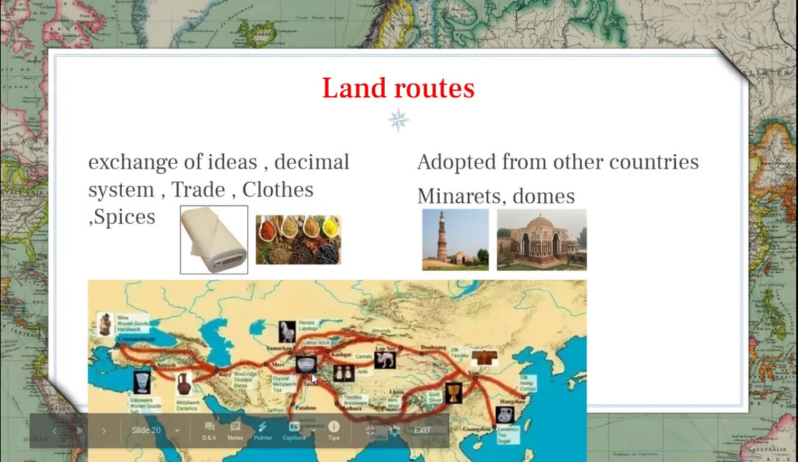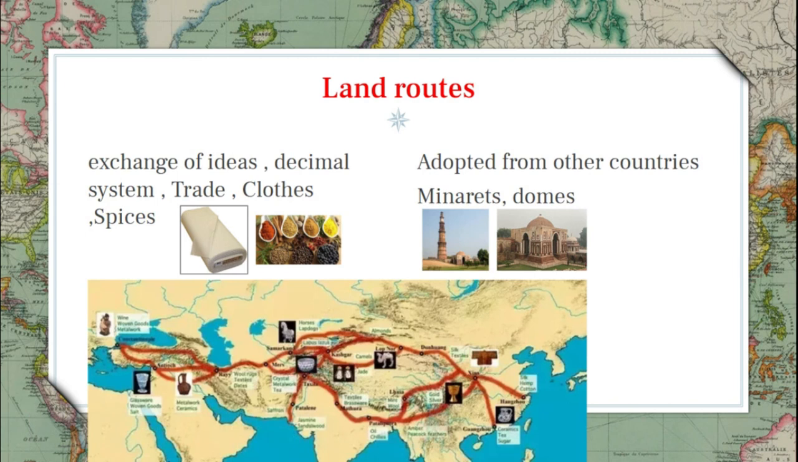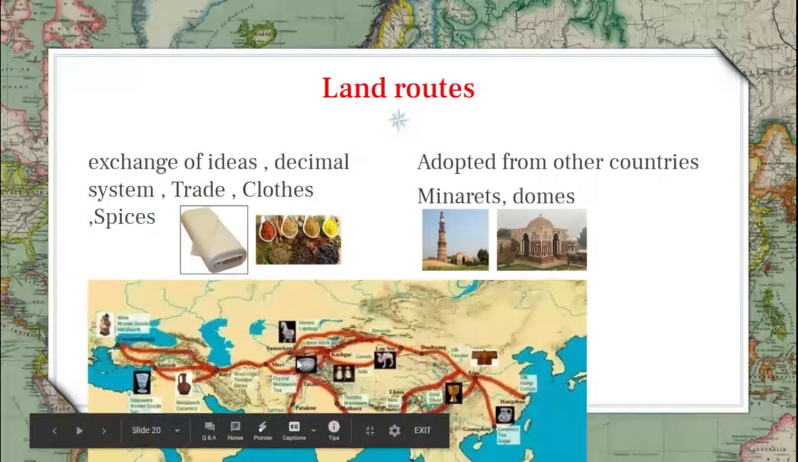And also it helped trade. Indian muslin, Indian clothes and spices were very famous in ancient times. So land routes were used for traveling and trading purposes. And we also adopted a lot of other concepts from other countries, like minarets and domes, which we got from other countries.